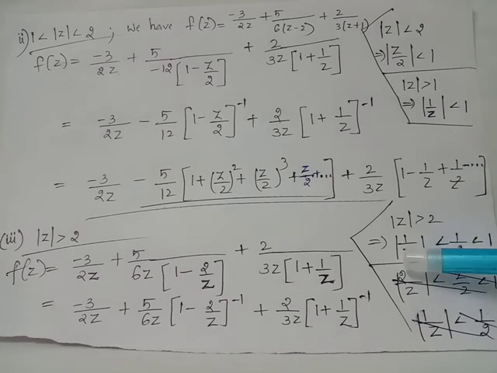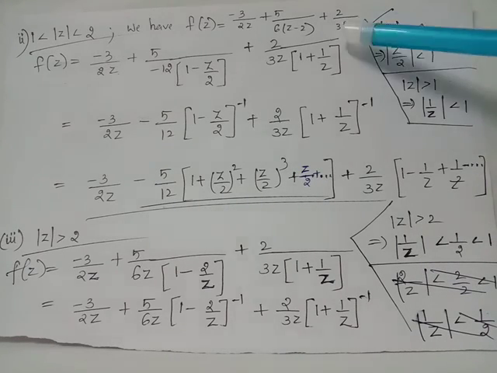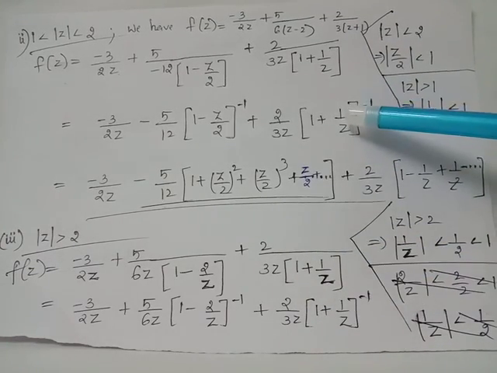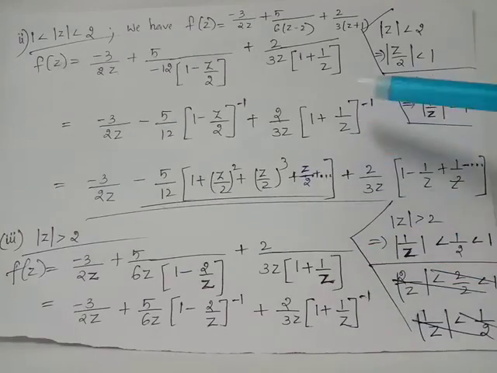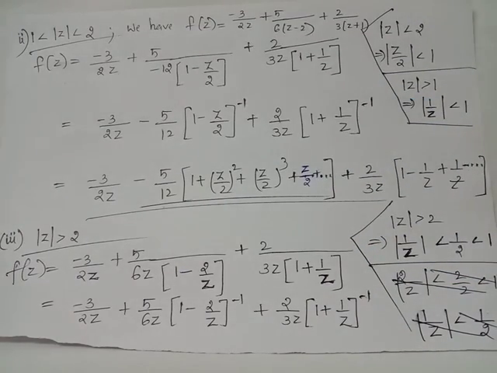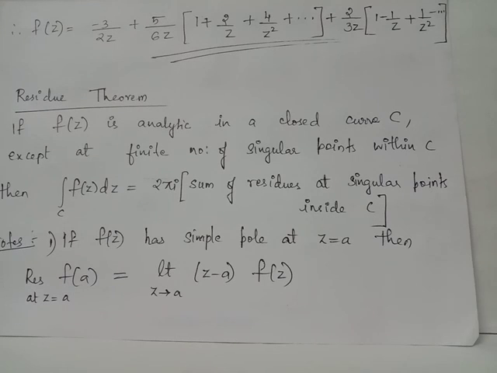Similarly, since modulus of 1 by z less than 1 holds in this region, we can rewrite z plus 1 as z into 1 plus 1 by z. As in the previous case, we take this to numerator and we get the same term which has this same expansion. Thus, in the third region, modulus of z greater than 2, we get this Laurent series expansion for f of z.